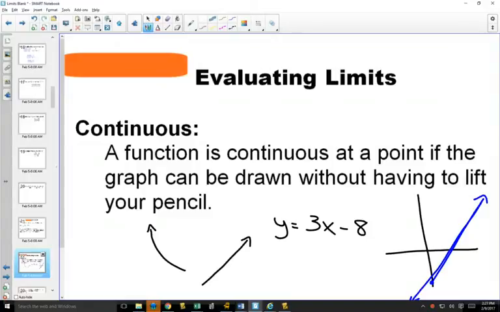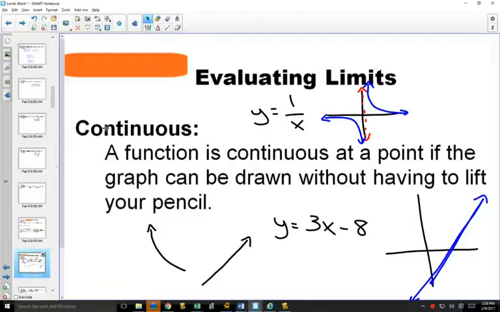So some examples of non-continuous functions that you've seen before, well, what about 1 over x? 1 over x has a non-permissible value at x equals 0. There are 2 parts to it, but you wouldn't be able to draw both of those parts all in one swoop. You'd have to lift your pencil to go from one part to the next. So we would say that 1 over x is discontinuous at x equals 0 and has a point of discontinuity, or a value where it's discontinuous.